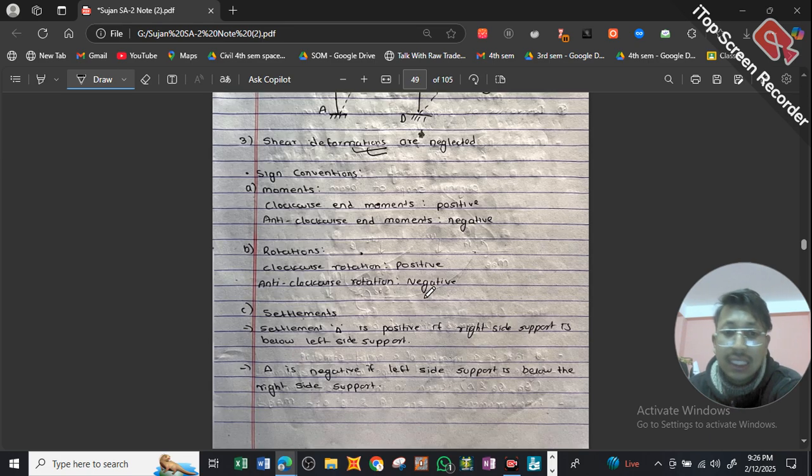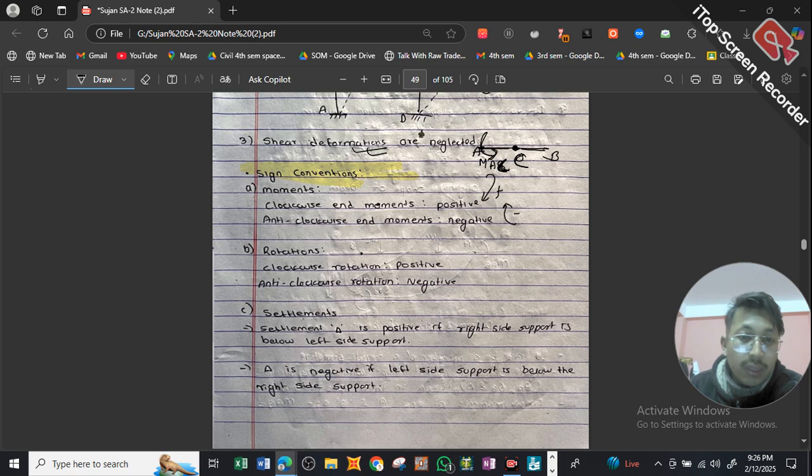So what's important is sign conventions. Sign conventions are really important. Clockwise end moments will be taken as positive, while anti-clockwise end moments are taken as negative. End moments means the MAB. So let's say I have MAB, this is going to be the moment at AB. I might have another joint over here, let's say C, so there is a member AC and a member AB. This will be my end moment, at the end section of a member.